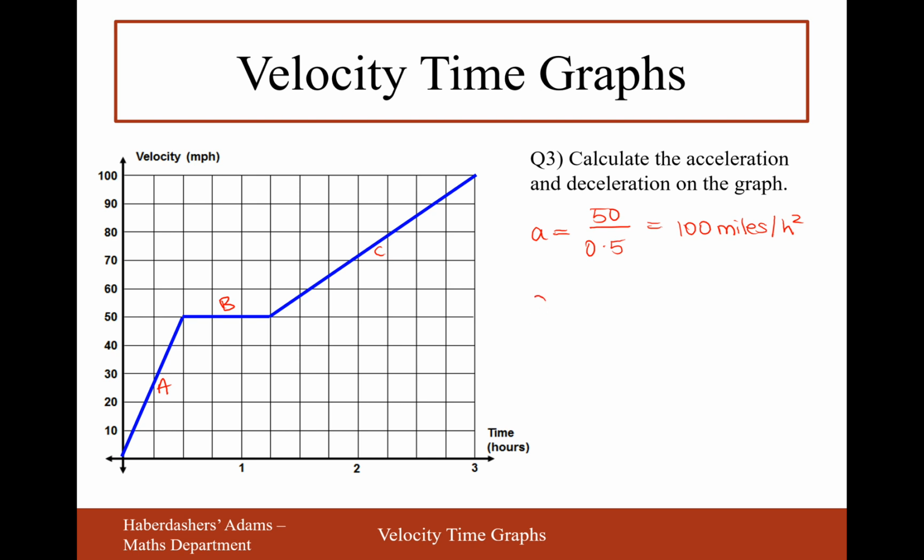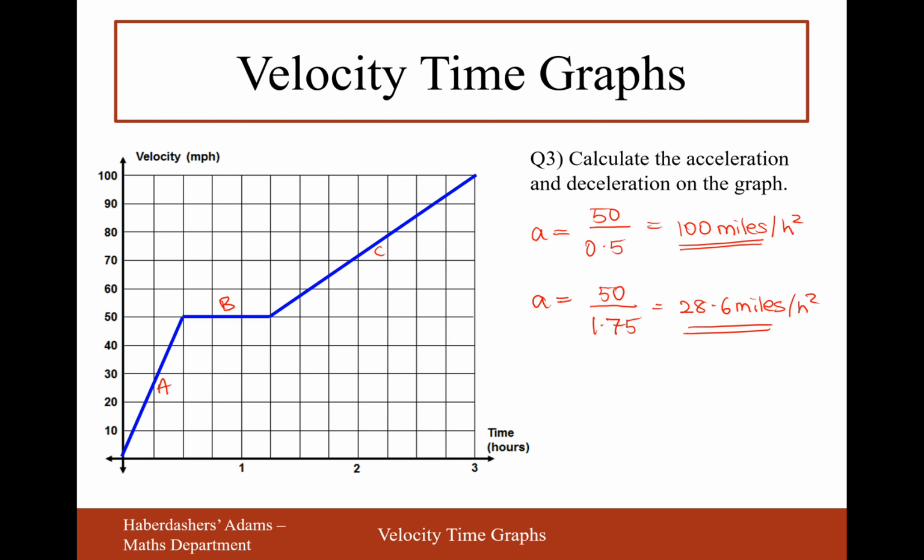And moving on to section C, the increase in speed is from 50 to 100. So 50, and that's over the course of 1 3/4 of an hour. So 1.75. So in this case, grab a calculator. So 50 divided by 1.75, and that equals 28.6 to 3 significant figures. 28.6 miles per hour squared. And there we are, that's the answer to both of these questions.